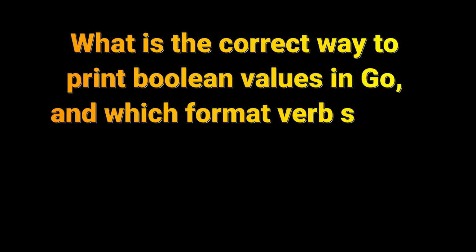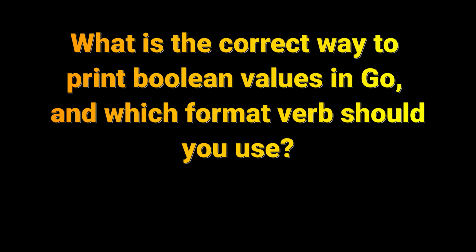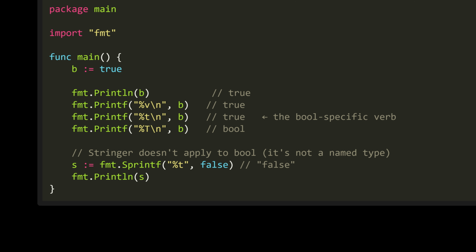Question: what is the correct way to print Boolean values in Go, and which format verb should you use? Answer: in Go, you can print Boolean values using the fmt package. The simplest way is fmt.Println(b).